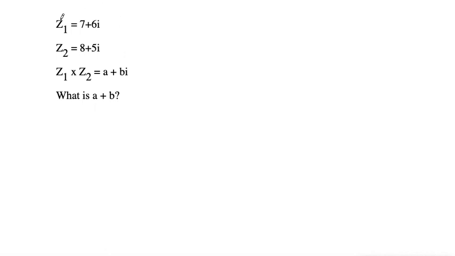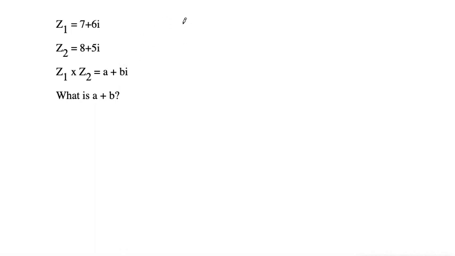In this problem, we're given that z1 is equal to 7 plus 6i, z2 is equal to 8 plus 5i, and z1 times z2 is equal to a plus bi. And the question is asking for what is a plus b. So since we know that a plus bi is z1 times z2, let's start by multiplying the two together to see if we can identify our a and our b.